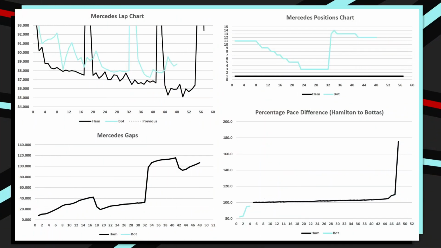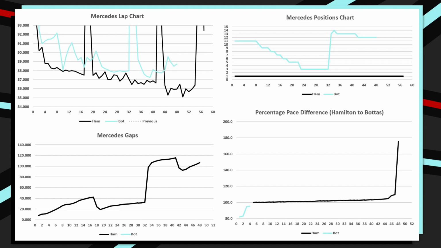So on screen now is the Mercedes panel. We start in the top left, which shows their lap time chart. Lewis Hamilton is in the black line and Valtteri Bottas is in the turquoise. Now usually there would be a grey dotted line on this chart which would denote the fastest car at the previous event. However, there was no previous Qatar event, so that is no longer present.